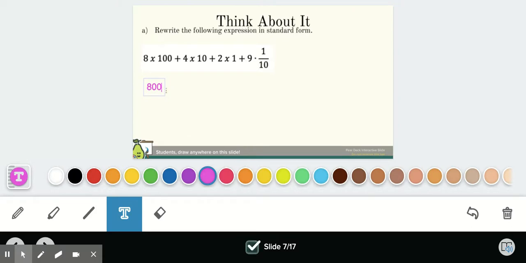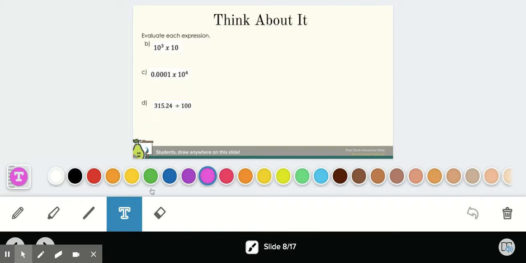And as we are going over this, try your best to visualize how this number looks in standard form. So right now there's an 8 in the hundreds place. Bringing down the plus sign, there's a 4 in the tens place. We get 40. A 2 in the ones place, we get 2. And then a 9 in the tenths place, so we get 9 tenths. Adding all this up, we get 842 and 9 tenths.